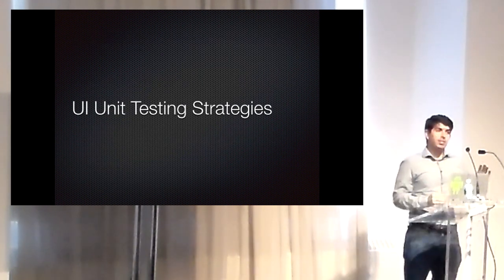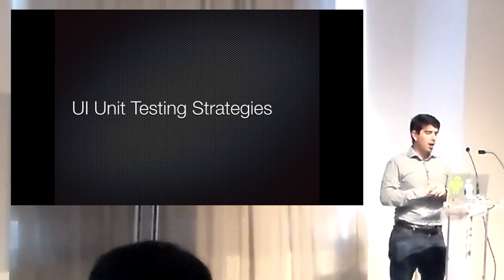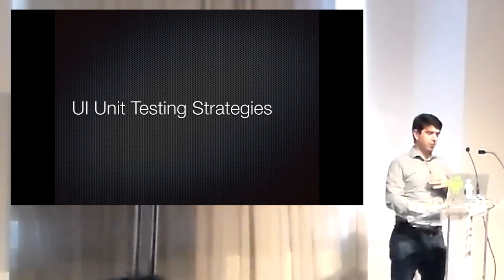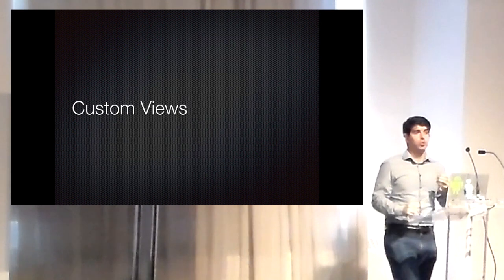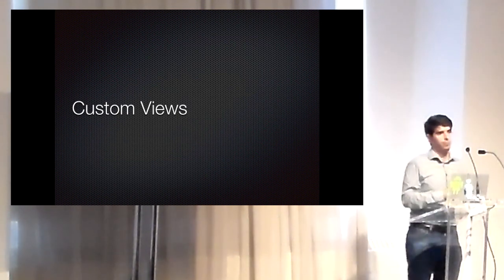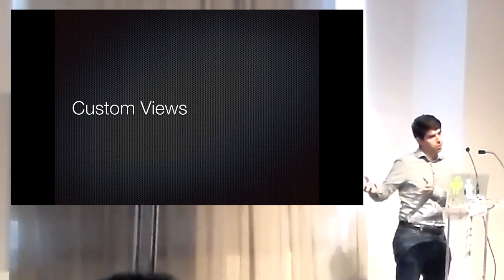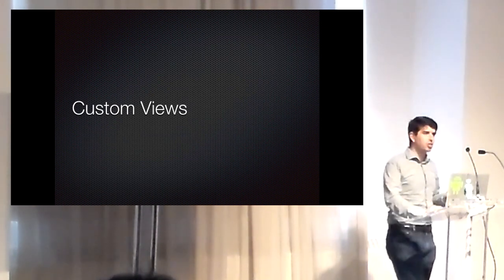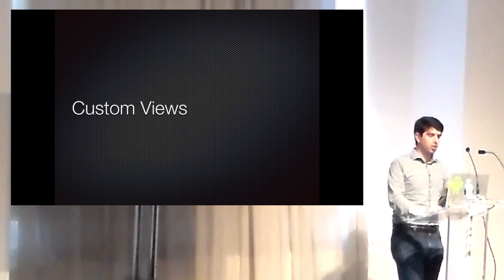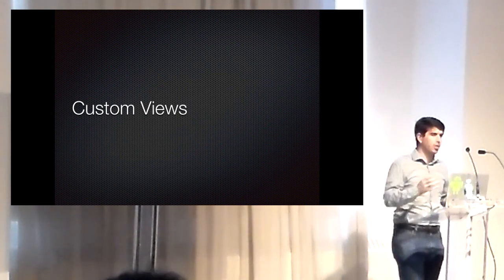Okay. The UI is a lot more difficult to unit test, but it's not impossible. The first strategy I want to talk about is using custom views to create a better API. Obviously, using custom views to create things that you can't do with the normal views is the thing you typically think of custom views for. But I actually use a lot of custom views just to wrap a typical behavior.